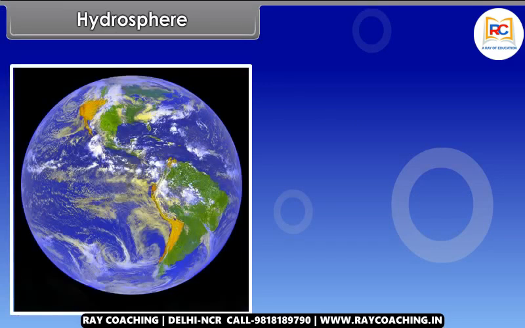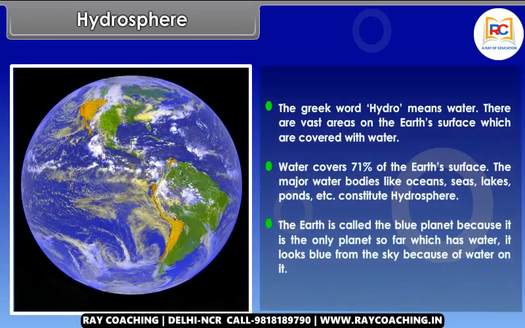Hydrosphere. The Greek word hydro means water. There are vast areas on the earth's surface which are covered with water. Water covers 71% of the earth's surface. The major water bodies like oceans, seas, lakes, ponds, etc. constitute the hydrosphere. The earth is called the blue planet because it is the only planet so far which has water. It looks blue from the sky because of water on it.